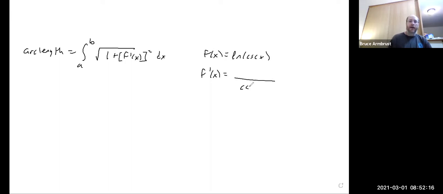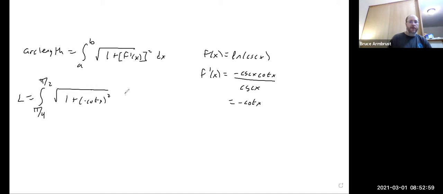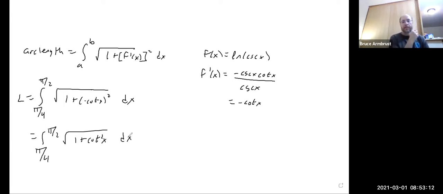All right, so the bottom gets what's inside the natural log. And then the top gets the derivative of cosecant, which you guys hopefully all remember is negative cosecant cotangent. So the cosecants cancel and we just get negative cotangent. So our arc length then, we were going from pi over 4 to pi over 2, I recall, of the square root of 1 plus negative cotangent squared. So this is the square root of 1 plus cotangent squared. All right, so that's just using what we know about how to find arc length, brings us here.